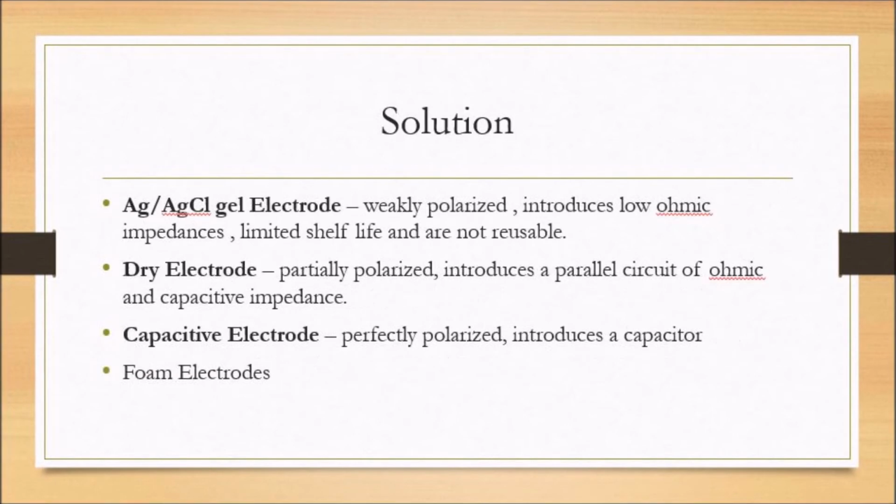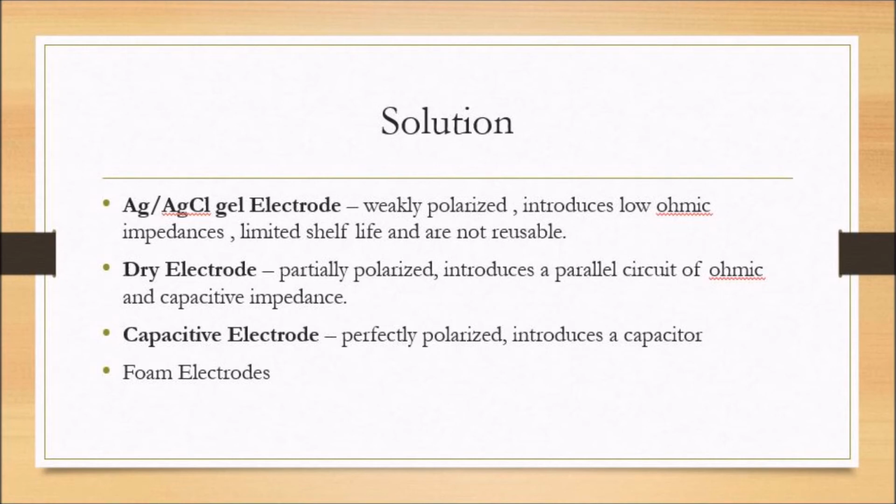So the solutions are as follows. Silver chloride gel electrode, which is weakly polarized, introduces low ohmic impedances, limited shelf life, and is not reusable. Secondly, dry electrode, which is partially polarized, introduces a parallel circuit of ohmic and capacitive impedances. And lastly, capacitor electrode, perfectly polarized, introduces a capacitor, foam electrodes.